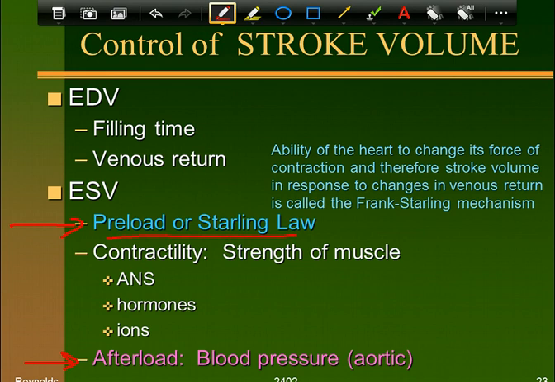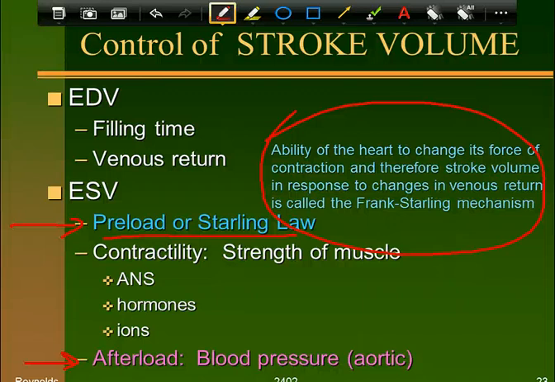Notice I put this in blue. There's the definition. It's called the Frank-Starling law, or Starling's law of the heart, also called preload. It is the ability of the heart to change its force of contraction and its stroke volume in response to changes in venous return, which means the more blood coming back to the heart via the vena cava, the more the ventricles fill with blood, the stronger the ventricles will then contract, and the greater your stroke volume will be. In other words, the more in, the more out.